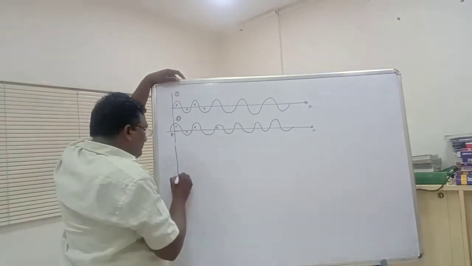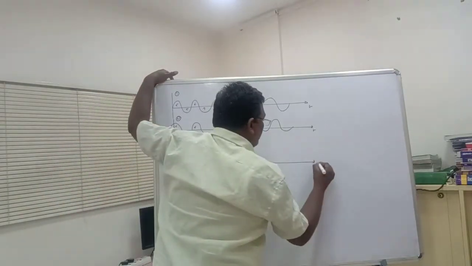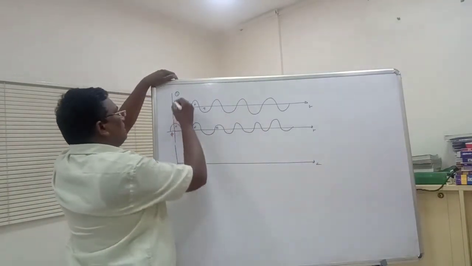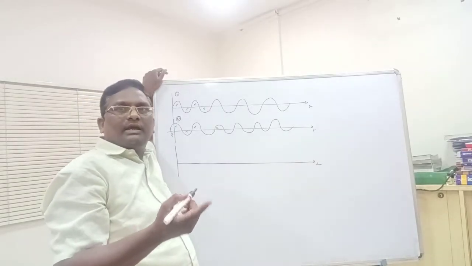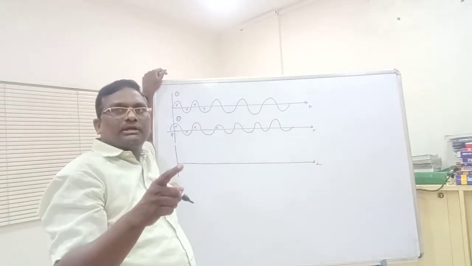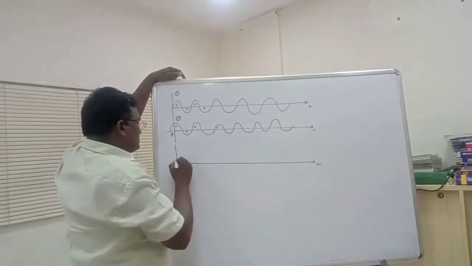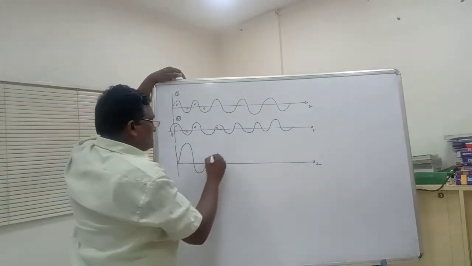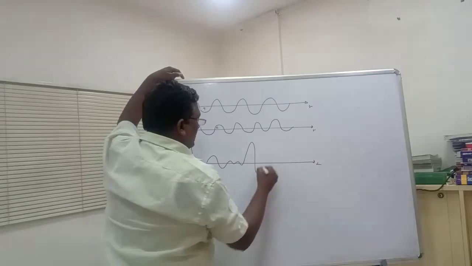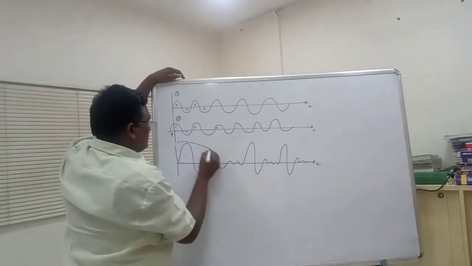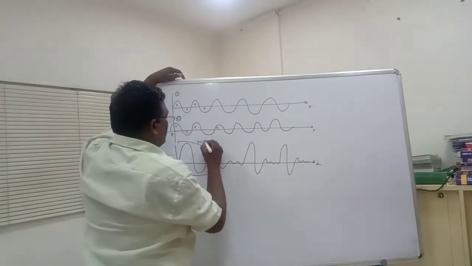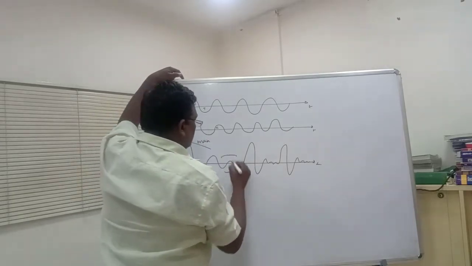So the resultant wave, if you see the resultant wave, wherever the crest and crest are superimposed together, there we will get the maxima. Where the crest and trough are superimposed together, we will get the minima. Means that you will get maxima and minima, and maxima and minima will form. So this is maxima, we call it the maxima, and it is the minima.